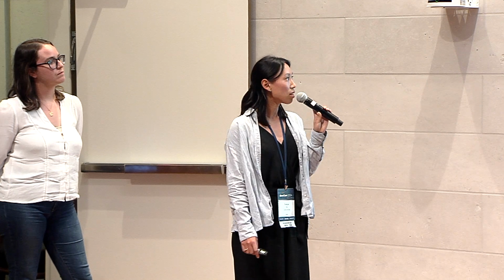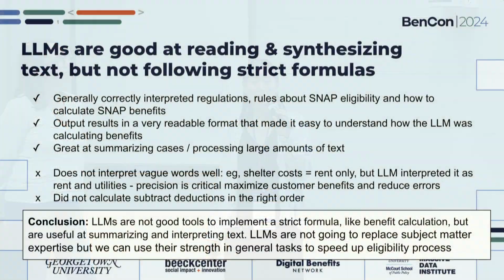And then, as you saw with the video, it was really good at summarizing long case notes into something that someone could easily digest. What it was not good at is it was very bad at interpreting vague words. So something like shelter cost. It is actually only supposed to include rent, but the LLM said that it was rent and utilities. And something like this is very important to flag because precision in these numbers is important to reduce errors. And then finally, LLMs, again, are bad at math. It did not subtract deductions in the right order, so basically all of the calculated benefits were wrong.